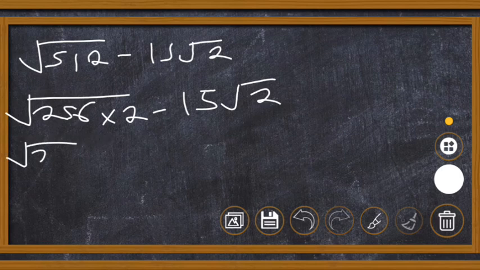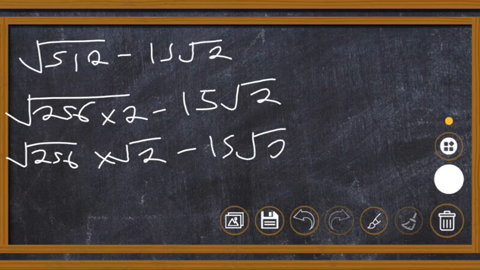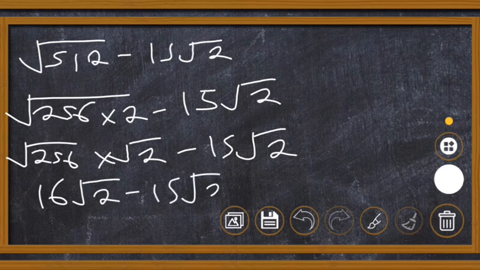So in this case, we are going to have root of 256 multiplied by root of what? Of 2 minus 15 root of 2. So what is the square root of 256? The square root of 256 is 16. So we have 16 root of 2 minus 15 root of 2.